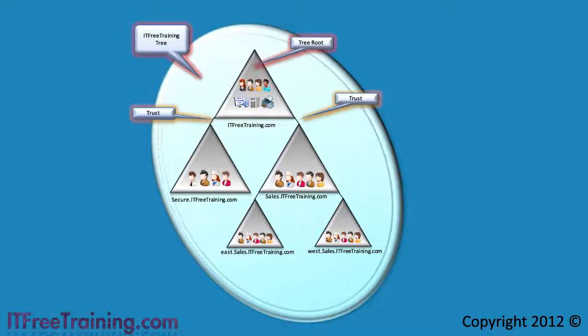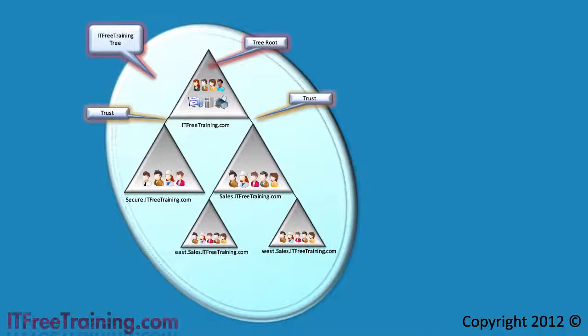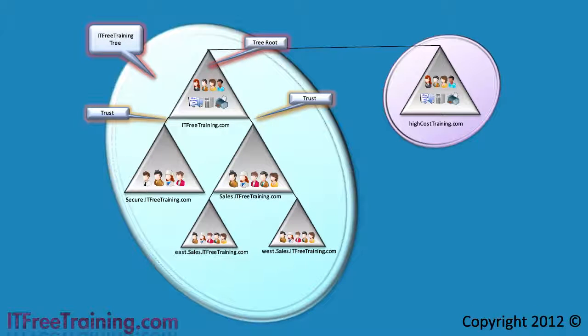The next question is, what would happen when you add another domain that has a different namespace to the other domains? For example, if I added the domain highcosttraining.com. When this happens, the new domain, High Cost Training, will be part of a new tree. I now have two trees, the IT Free Training tree and the High Cost Training tree.